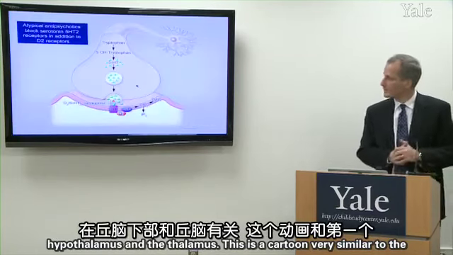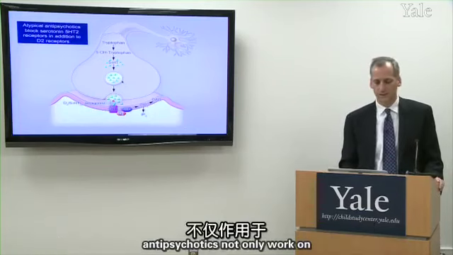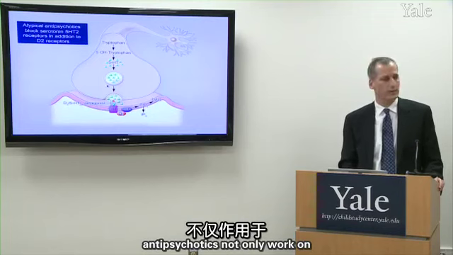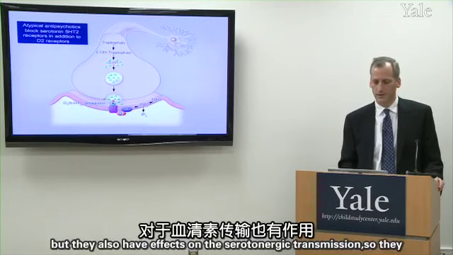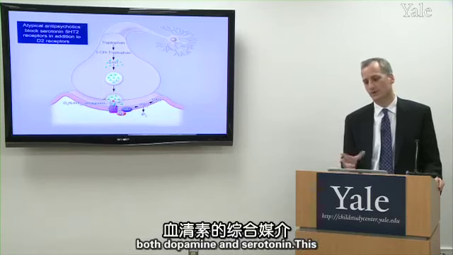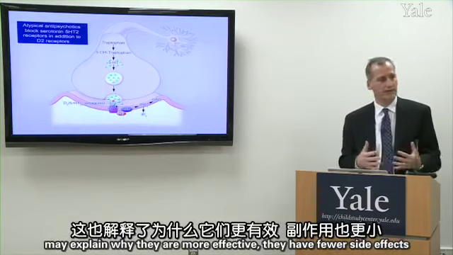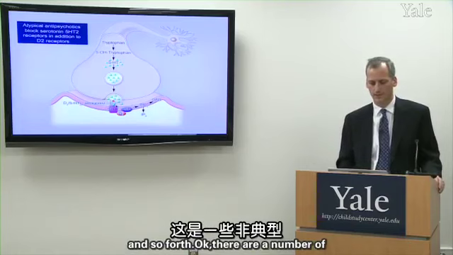This is a cartoon very similar to the first one, showing again a dopamine synapse and showing that these atypical antipsychotics not only work on dopamine as we saw in the first cartoon, but they also have effects on the serotonergic transmission. So they are mixed agents that have effects on both dopamine and serotonin, and this may explain why they are more effective, they have fewer side effects, and so forth.